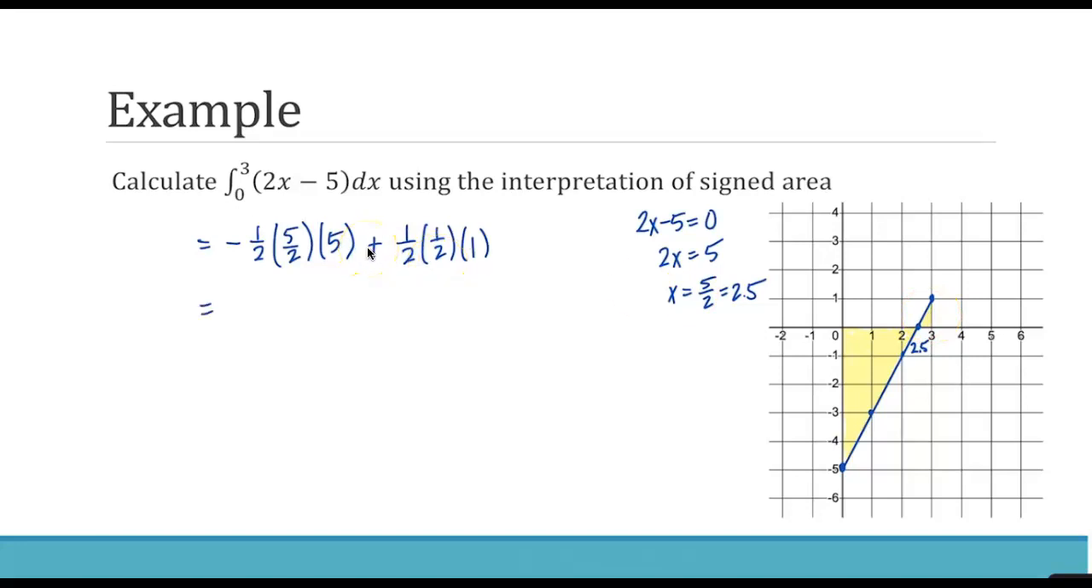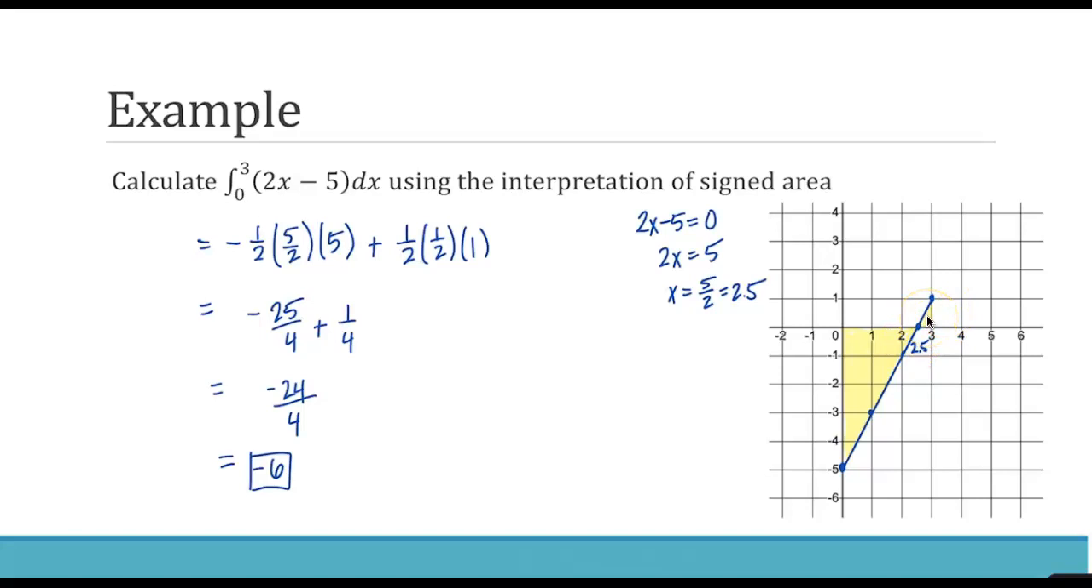So we'll go ahead and multiply these together. We're going to get -25 over 4 plus 1 over 4. That's -24 over 4. So a total area of -6, which makes sense since there's more area below than above the x-axis.